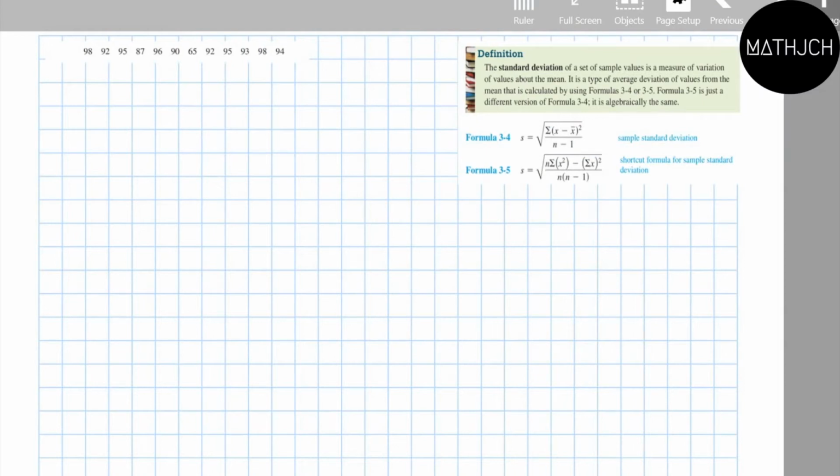For the next part, we are asked to find the standard deviation. In this case, we have a sample, so we need to find the sample standard deviation. And we have the formulas here.